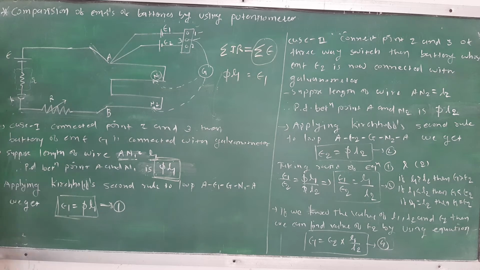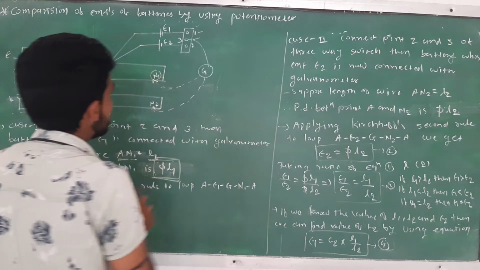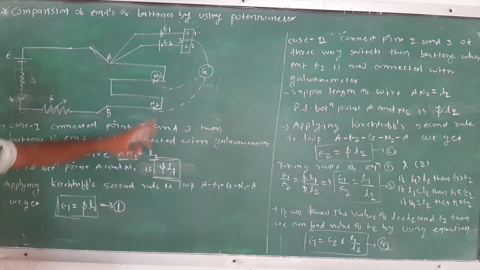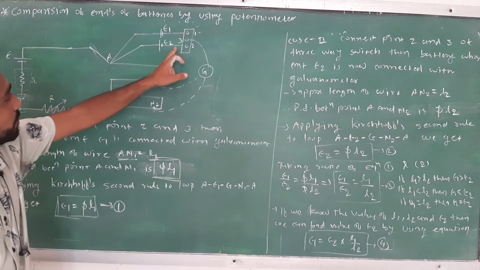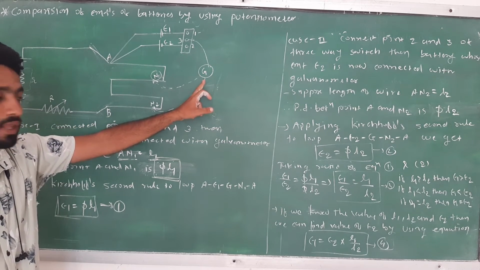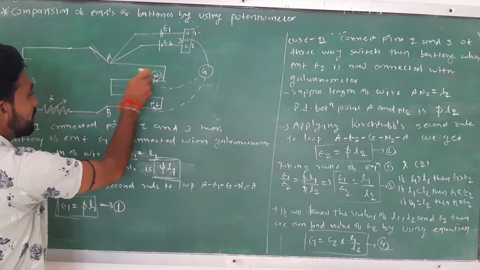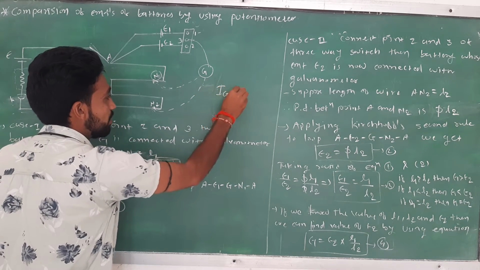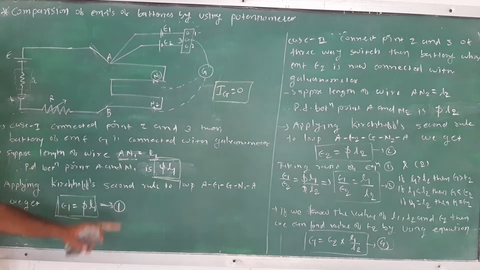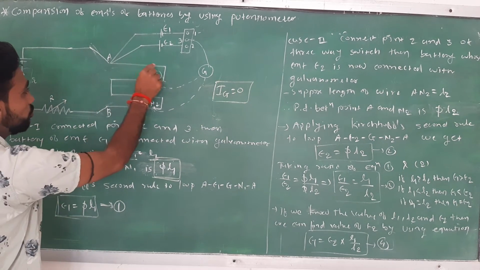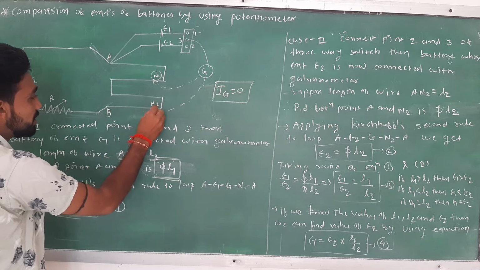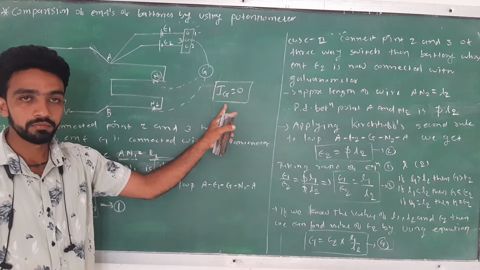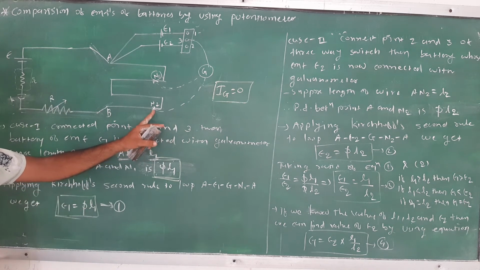Okay. Now similarly we consider the second case. In the second case, you connect points 2 and 3. Now the battery whose EMF is epsilon 2 is connected with the galvanometer, and you move the jockey over the wire until you get the galvanometer deflection equal to 0. Suppose when you move over the wire and reach this point, you get the deflection equal to 0. At that time the jockey is here.